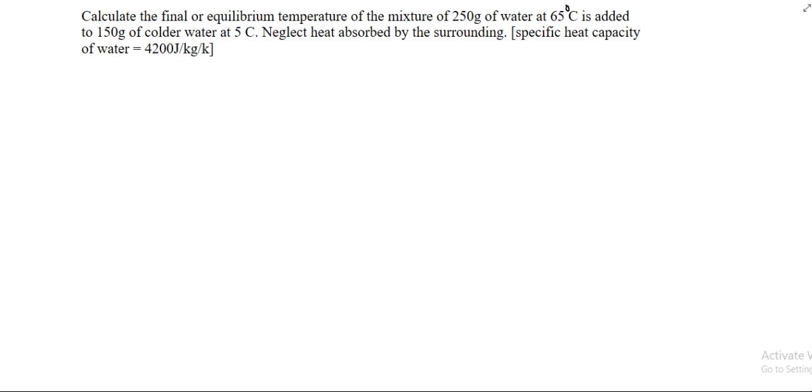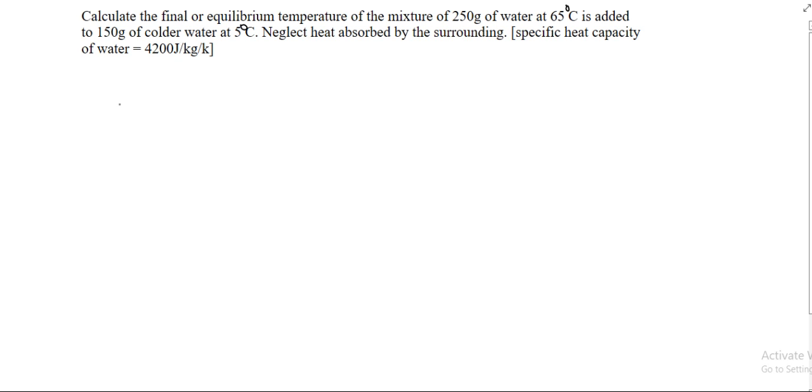Today we'll be solving another question on the topic measurement of heat energy. And the question goes thus: calculate the final or equilibrium temperature of the mixture of 250 grams of water at 65 degrees Celsius when it's added to 150 grams of colder water at 5 degrees Celsius. Neglect heat absorbed by the surrounding, and we are given the SHC of water to be 4,200 joules per kilogram per Kelvin. And the first thing we'll be doing right now is to bring our parameters.